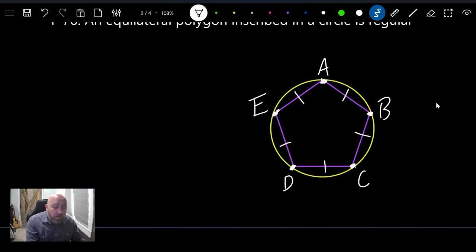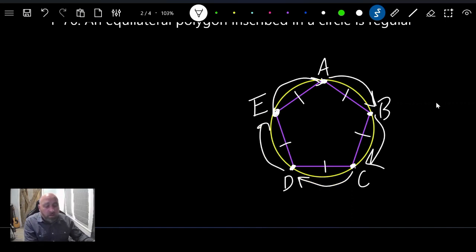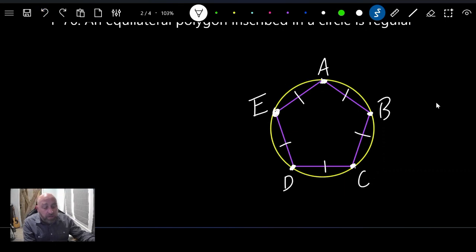Why are all of those equal? Okay, they're all equal because these points, E is an equal distance to A, is an equal distance to B. In other words, their arcs are all the same as well, right? So they're all going to be equal. So there's lots of stuff going on here.